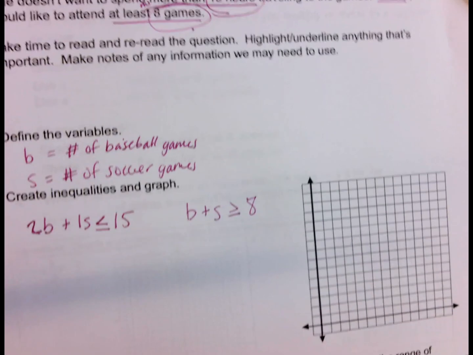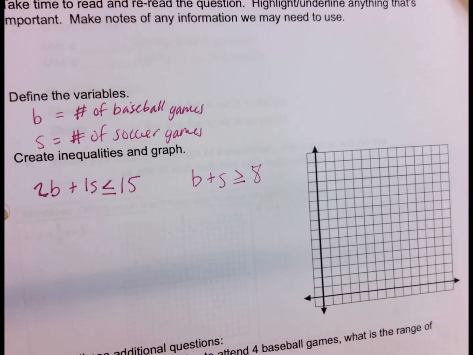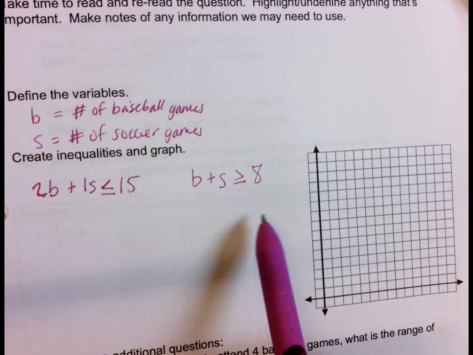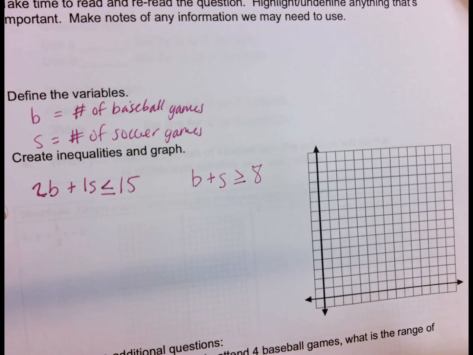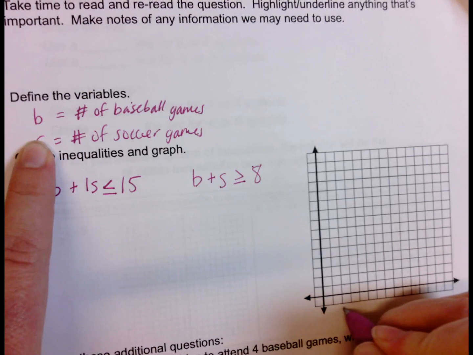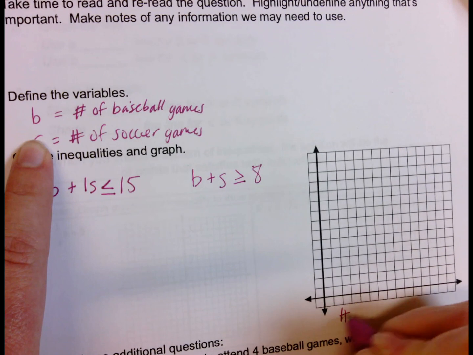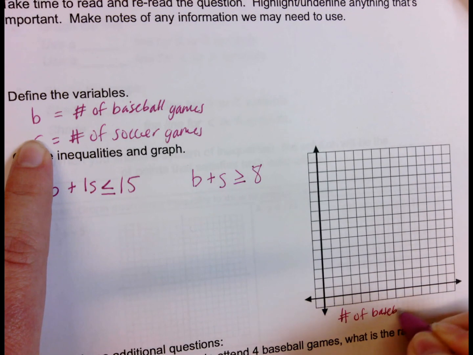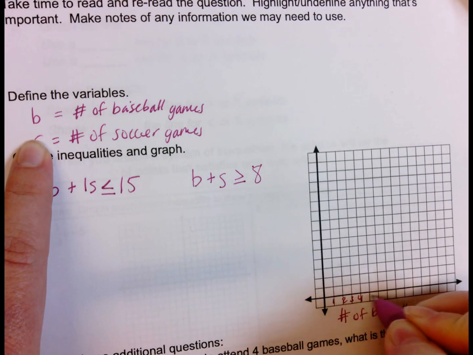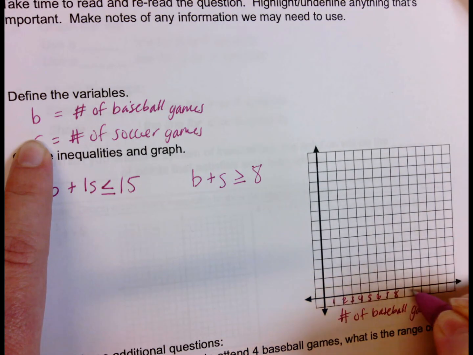Okay. Now, to graph this, and that's how we're going to solve our inequalities, we're going to graph them the same way that we graphed our systems of equations. So I'm going to treat B as if it's my x, and so I'm going to put it on the x-axis. So these are going to be the number of baseball games, and I'm going to number those 1, 2, 3, 4, 5, 6, 7, and we'll just use 1 as our unit.